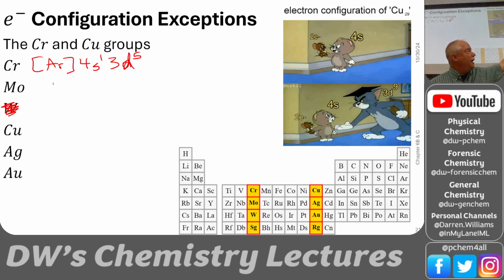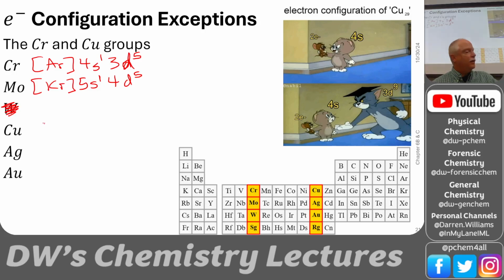Molybdenum's right below that, so it's the krypton core. We come in on the 5th row, so that's 5s, and then it's a 4d. And so that's going to be 4d5 and 5s1. So see, they have a very similar electron configuration, and they want that half-filled D shell, enough to steal that electron. Now copper, silver, gold.